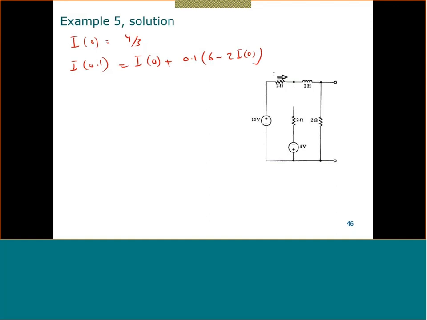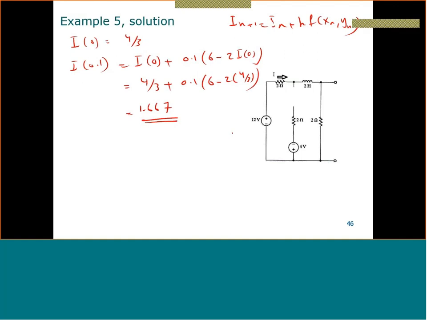Okay. Now remember again, I n plus 1 is equal to I n plus h f of x n, y n. Now I of 0 is 4 over 3 plus 0.1 times 6 minus 2 times 4 over 3. And this gives me 1.667. Depends how many digits you want.